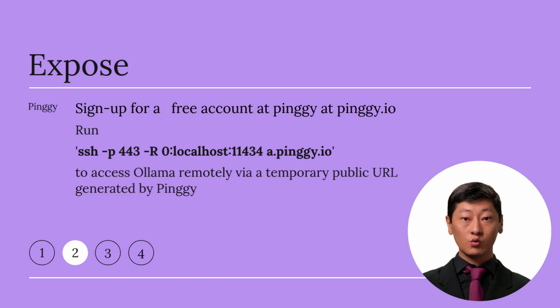Now we'll expose Ollama using a Pinggy tunnel so it can be accessed remotely. Sign up for a free Pinggy account at pinggy.io. In the terminal, run ssh -p 443 -R0:localhost:11434 a.pinggy.io. Pinggy generates a temporary public URL that forwards traffic to your local Ollama instance. It will clearly show the Pinggy URL on the screen. If this returns, the tunnel is working.